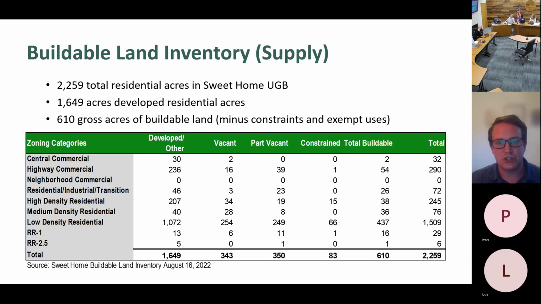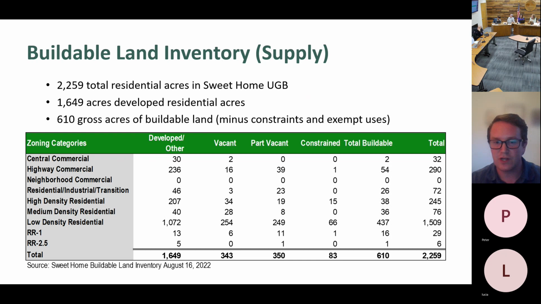And to bring back the buildable land inventory really quickly, this is a table that shows pretty much every category that we can place buildable land or residential land into. What you see here on the left-hand column is the zoning categories that we consider. Then we remove the next column over, the developed category. So right off the bat, we're removing about 1,649 acres because it's been developed.